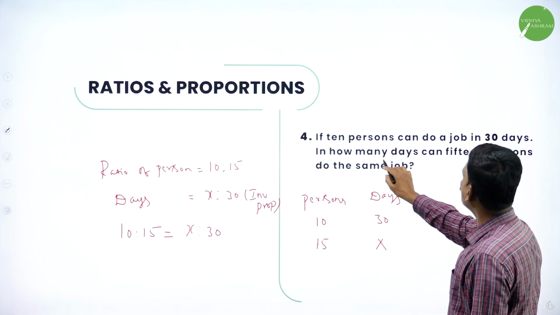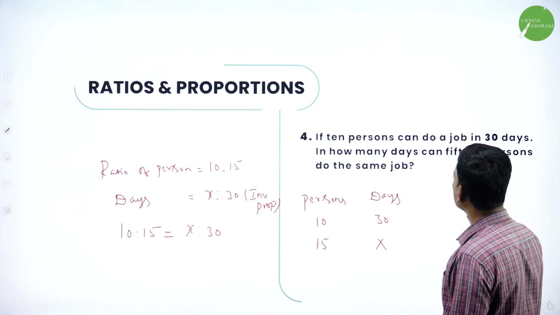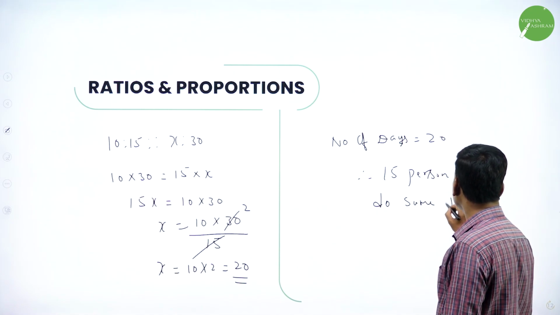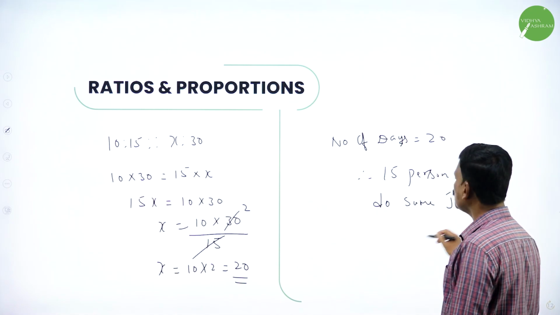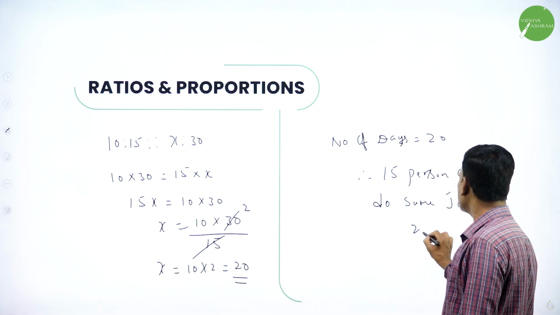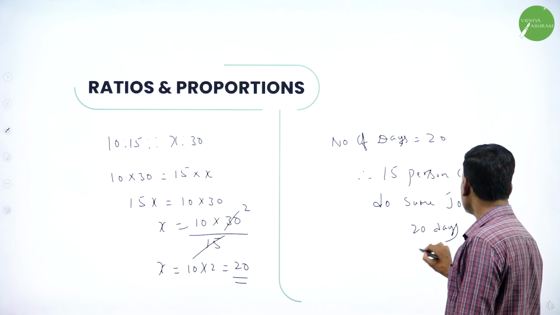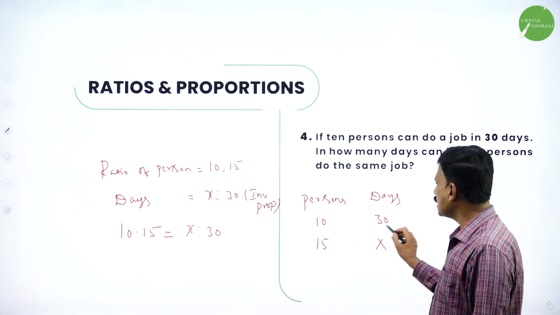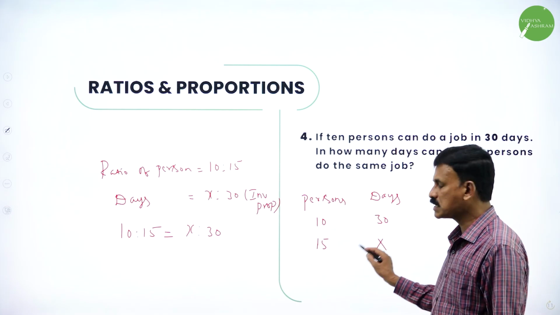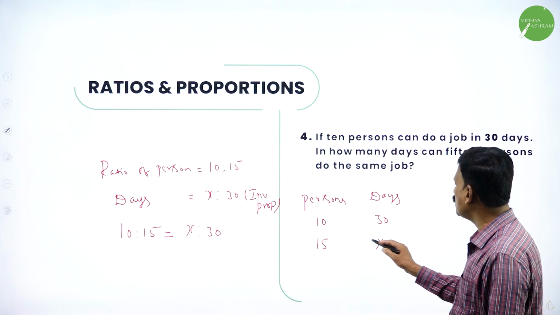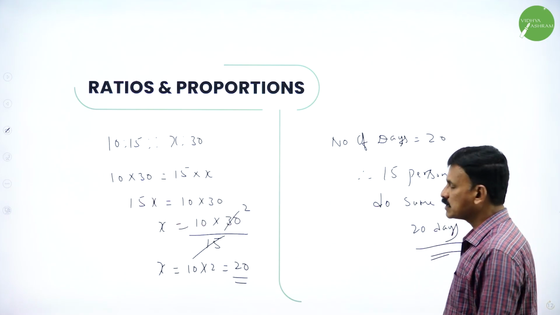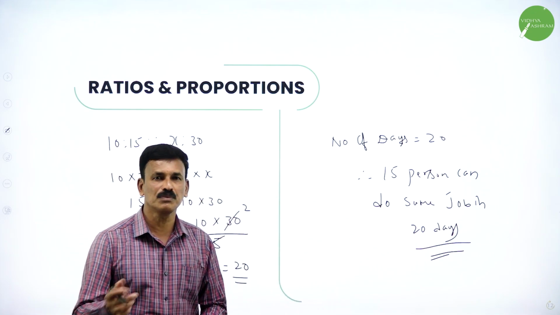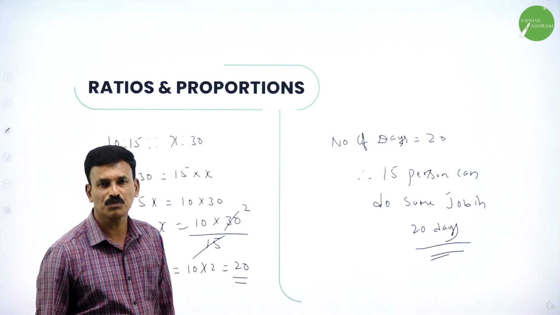Therefore 15 men can do the same job in how many days? 20 days. So here, 10 men can do it in 30 days, whereas the more the number of persons, the fewer the number of days. So 15 men can do the same job in 20 days. That's it. Hope you followed.